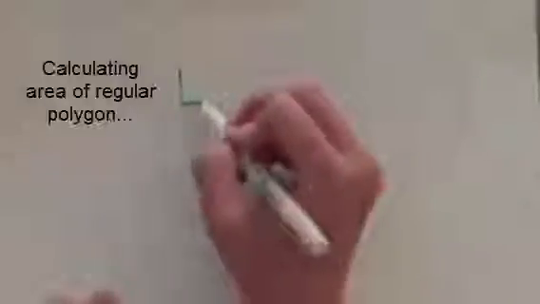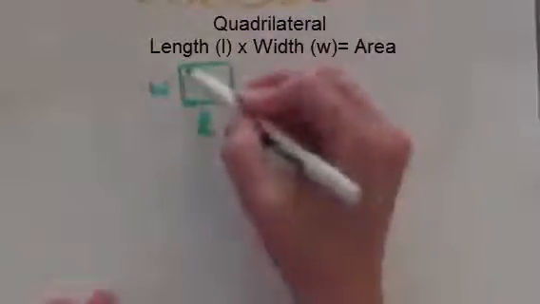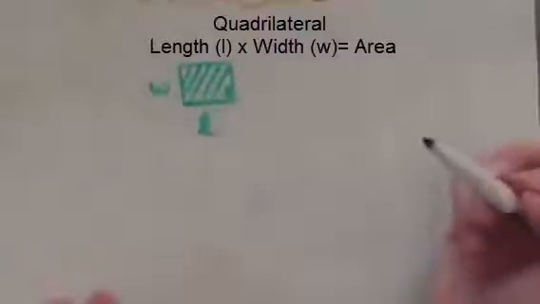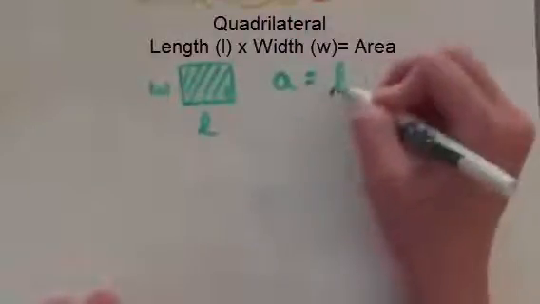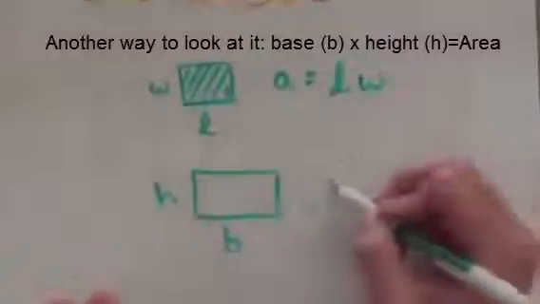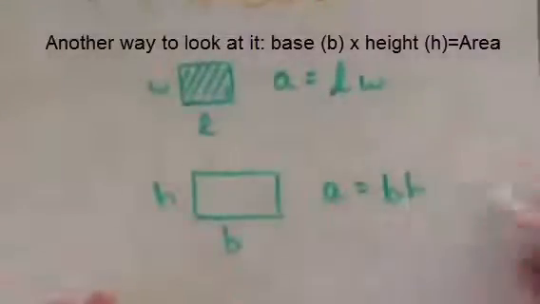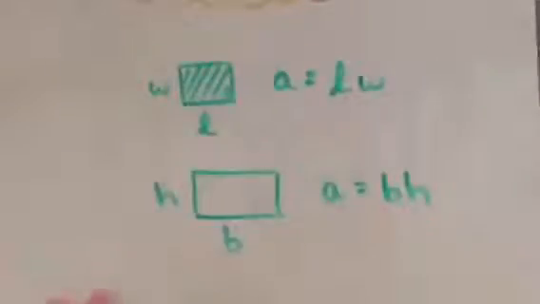Another quick piece of review that you need before we get into calculating the area of an irregular polygon is just how to calculate the area of a regular polygon. For a regular quadrilateral, or even a rectangle, we do the length times the width, and that gives us the area, the inside of the rectangle. Area equals length times width. Sometimes we call those base and height. So the area is the base times the height. That's how you do a quadrilateral.